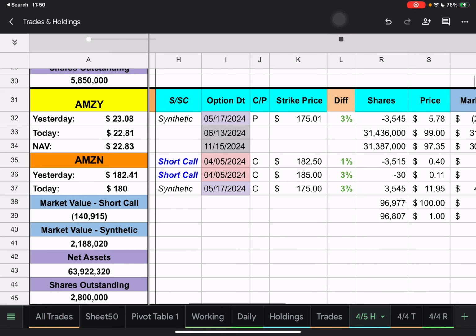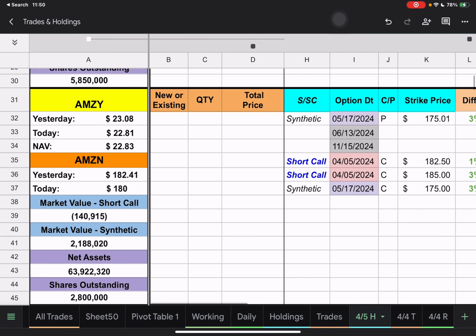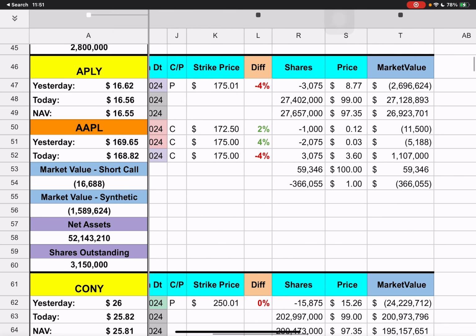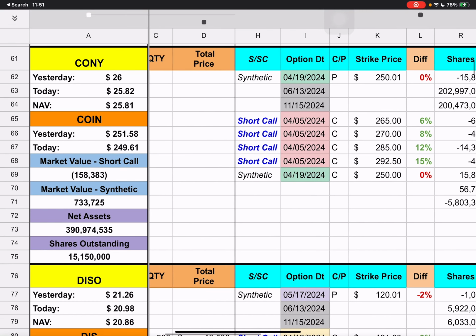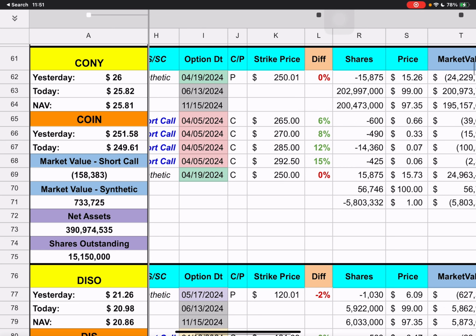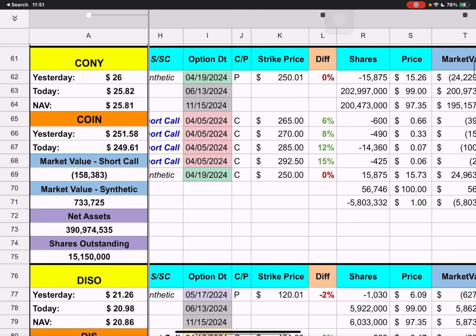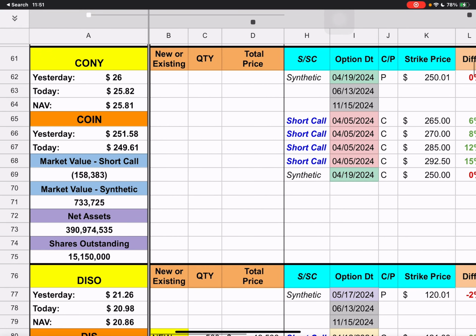So AMZ here, we had two short calls that expired today, in which we were under 1 and 3% as of yesterday. So let's see how those go. Apply here, two short calls, 172.50, 175, under those yesterday by 2 and 4%. Then we have Coney here, and we have four short calls ranging from 265 to 292.50, 6 to 15%. They also have those synthetics that expire in 2 weeks, so we'll see if they do anything with those or not. They won't need to cover their short calls, so I expect that they won't touch those today, but we'll see.